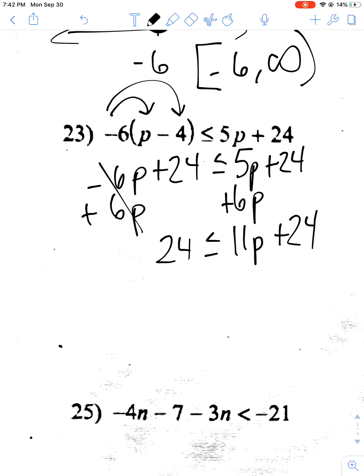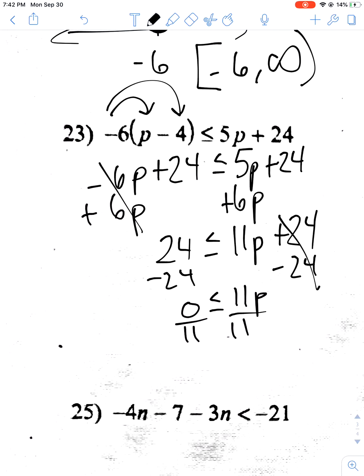Now we need to go ahead and get our constants together. So let's subtract 24, subtract 24. Cancels. 24 minus 24 is 0. Now our last step, we need to divide by 11. That makes these 11s cancel. 0 divided by 11 is 0.